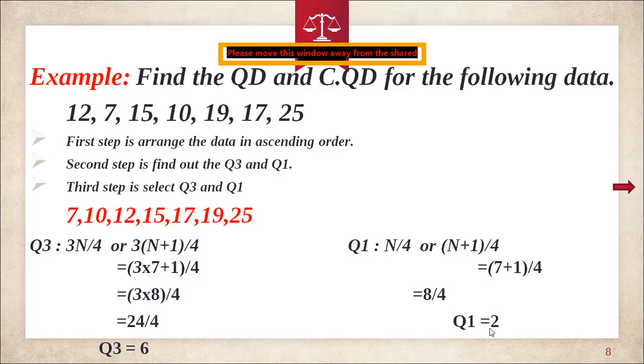So what is the second item when you count 1, 2? 10 is the second item. The sixth item, 1, 2, 3, 4, 5, 6, is 19. This is the Q3 part, and this is the Q1 part. For example, if you divide the data, say 10 centimeters, this is the middle value, the 50%. So here 25%, here 50%, here 75%, and it comes under the 100. Like this, we can select.